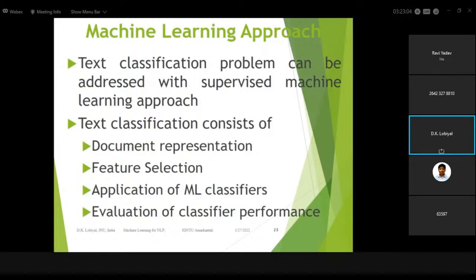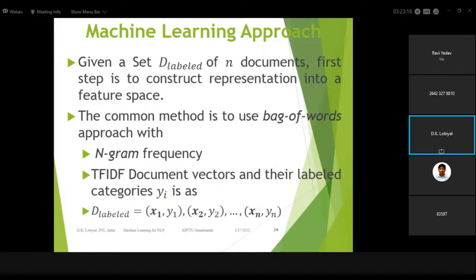In NLP, in language processing, when you are doing text classification, you can apply these machine learning techniques, but you also must have a knowledge of natural language processing. That's what is important. So what do you do? You have a given set of documents, which I call labeled documents.